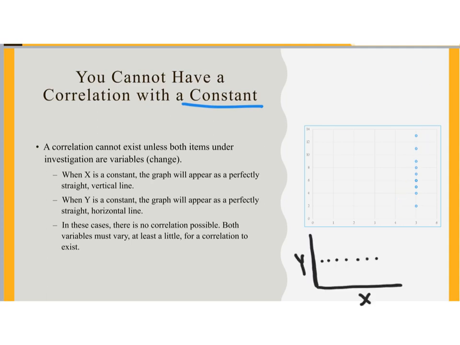If y was a constant, we'd see a perfectly straight line of dots moving horizontally. When x is a constant, we see a perfectly straight line of dots moving vertically. In each of these cases, no correlation can be computed because you must have two variables. If you were to take these data and put them in the correlation formula, you're going to get an error. Your calculator or your software will say cannot compute because you do not have the right kind of data.